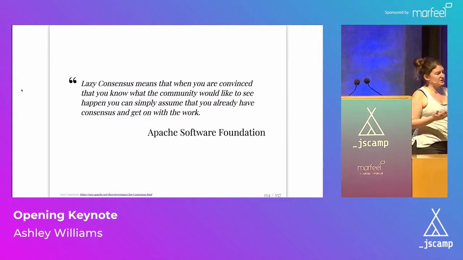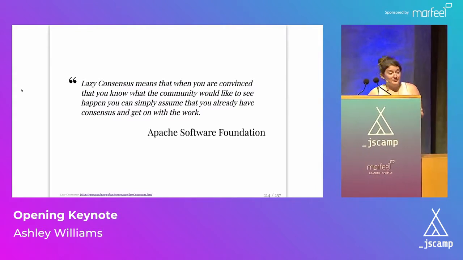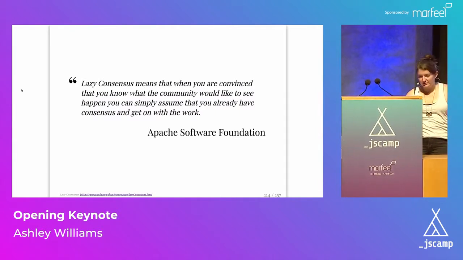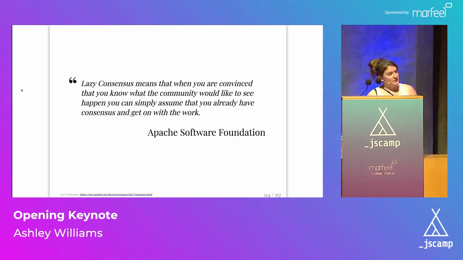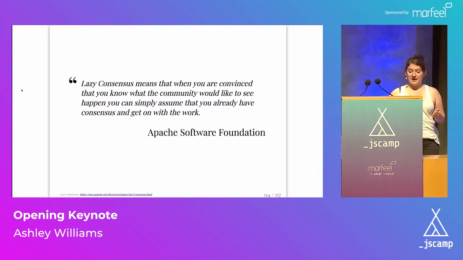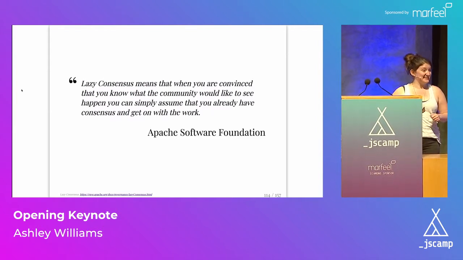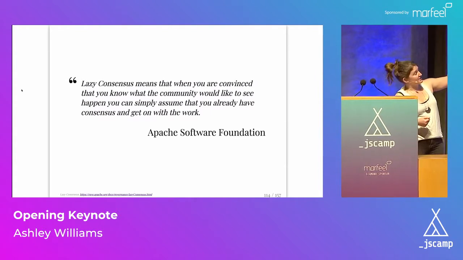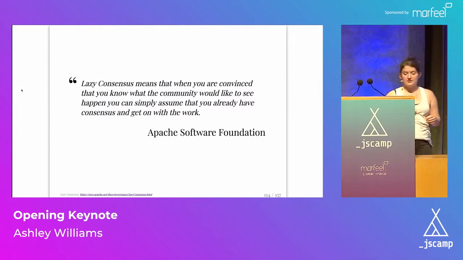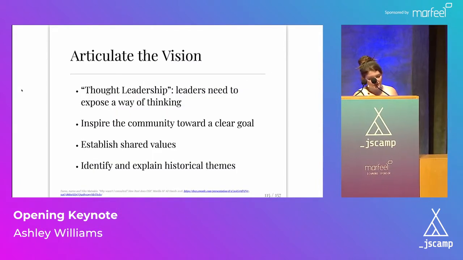This is as opposed to this idea from the Apache Software Foundation, which still, every time I read it, I'm like, is this real? Apache goes by this idea of lazy consensus, which means that when you are convinced that you know what the community would like to see happen, you can simply assume that you already have consensus and get on with the work. So a lot of software projects actually use this idea and don't have as radically open design processes as things like Rust have.